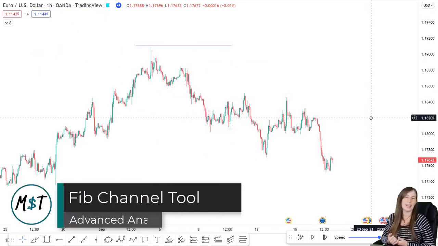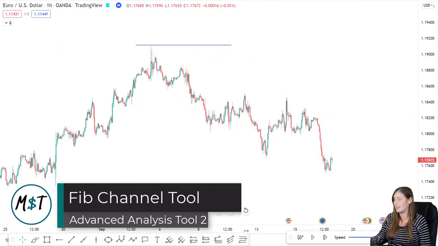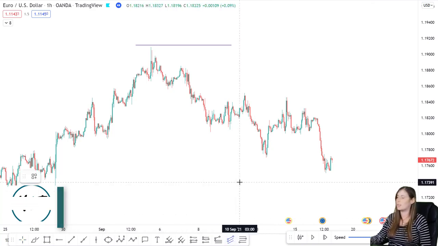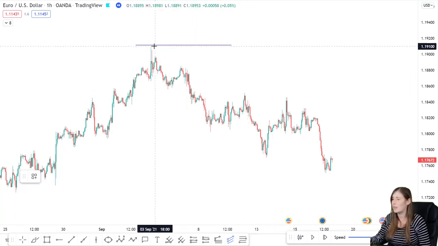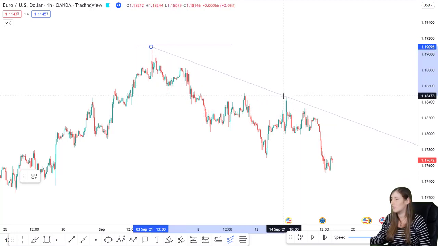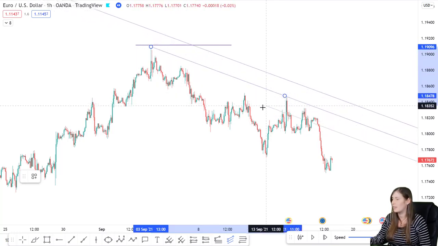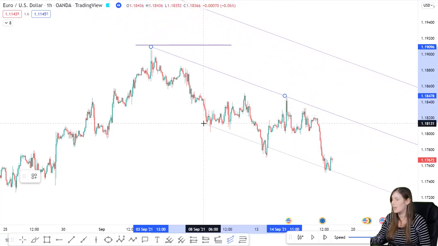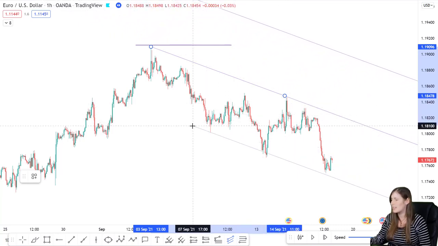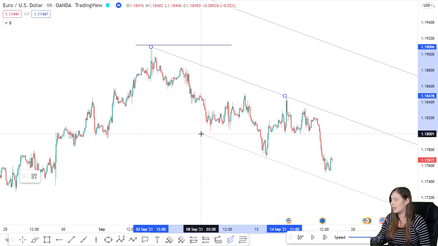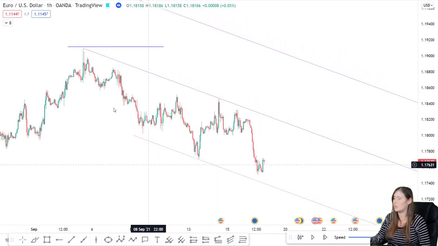Next, we're going to look at a fib channel. And this is a very similar concept to the fib retracement, but this is used more like a trend line would be used. So for the fib channel, I'm going to go back to that swing high here, and I'm going to mark this down to a significant point in this trend. And once you've selected that, we can extend this down to one of the lower level lines here.